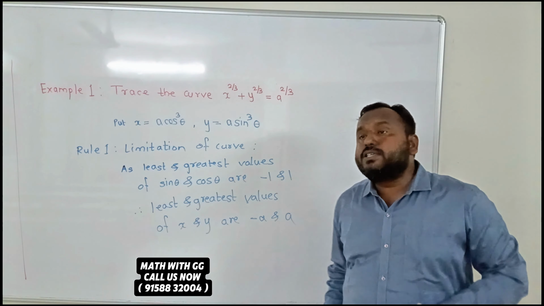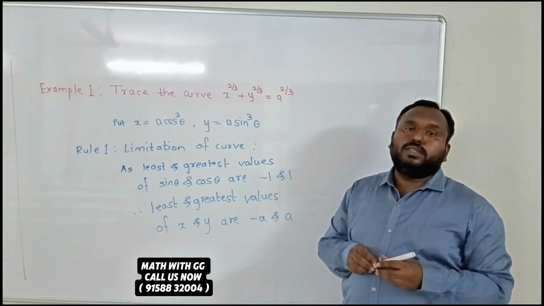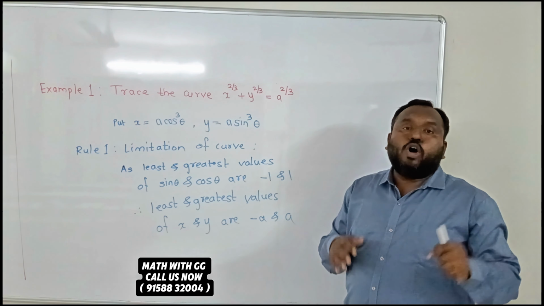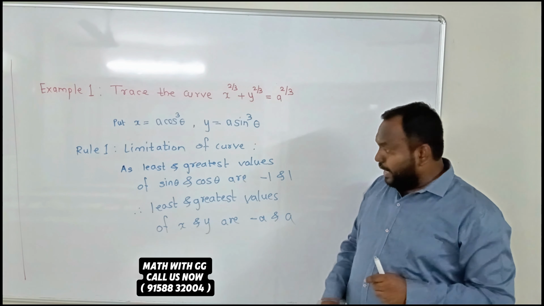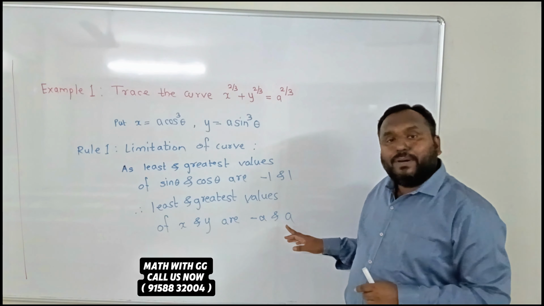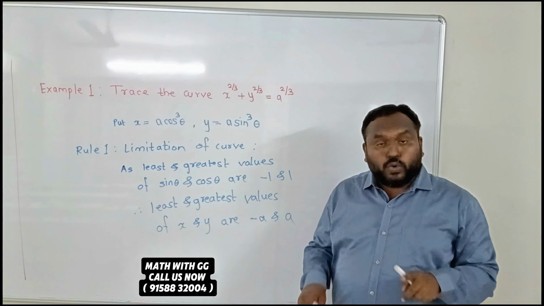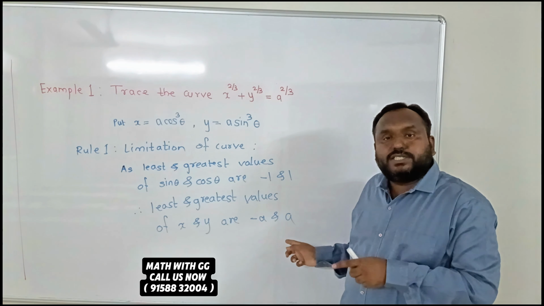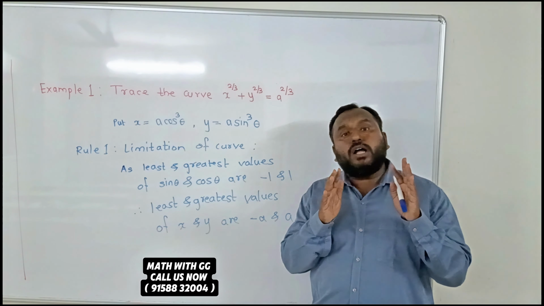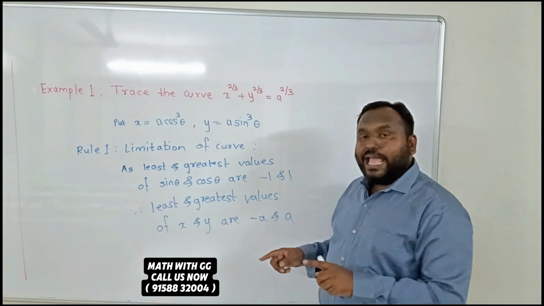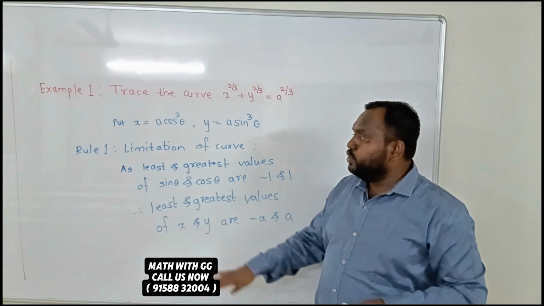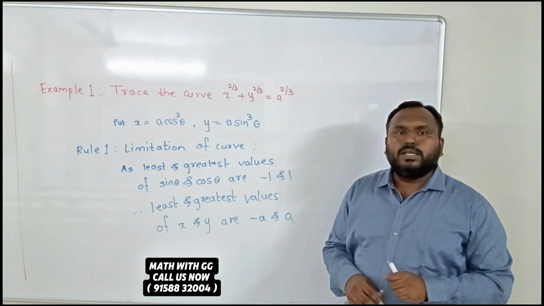So this gives us the limitation to both the axes, both the coordinates x and y. That means x will lie between -a and a, and y also lies between -a and a. So we get a square with the help of this limitation. So whatever curve we get, it will be lying in that square. So this is our rule number 1, limitation.